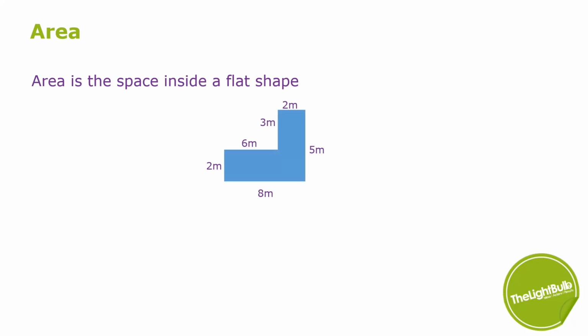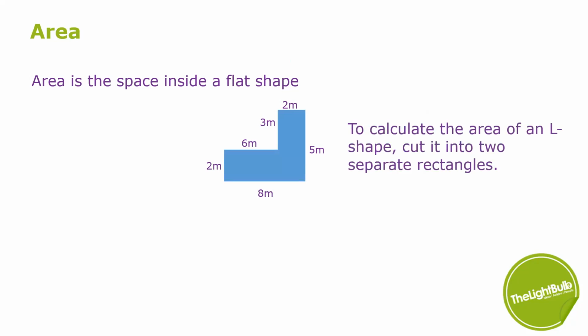So here we have an L shape with measurements on it. Well, if we were working out the perimeter, you know what to do. We just go around clockwise and add up all the different lengths. That's great. But this time, we're not actually interested in that. What we want to do is work out how much area it takes, how much carpet would be required to fill this room. So how can we do that?